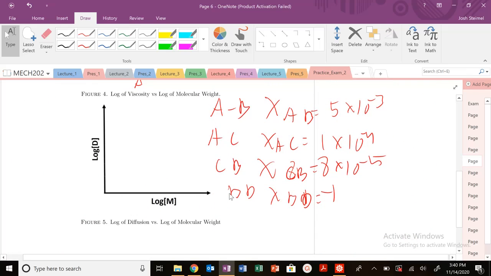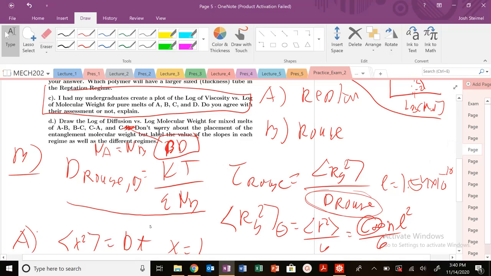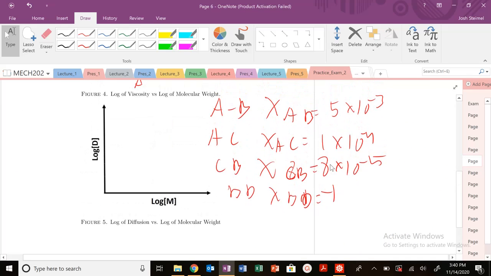One of the questions that should be elaborated is, we're looking at these mixed melts, correct? So one thing, don't worry about the placement of the entanglement molecular weights, but we need to label the value of each of the slopes as well and the different regimes. Well, one of the things we need to understand is that when our chi N is greater than 2, we will not mix. So the interdiffusion will drop to essentially 0. So that's one thing that we need to be on the lookout for.